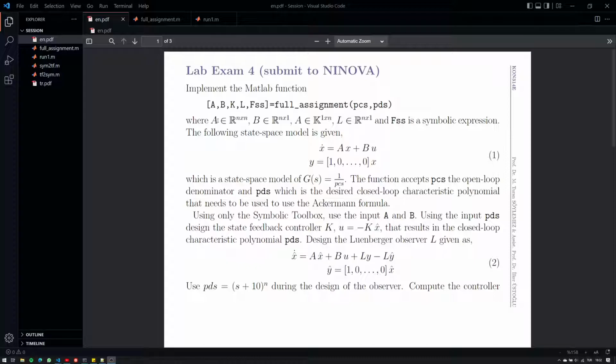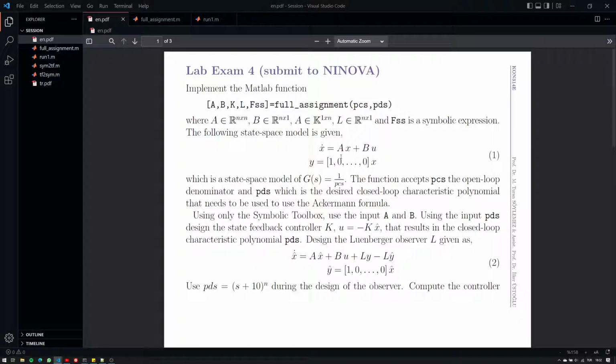Now here we have a state space problem to solve, and basically we have a function called full assignment. The arguments are PCS, the characteristic polynomial, and PDS, the desired polynomial, and we return the state matrix A and the input matrix B, K and L, the state feedback controller and the Luenberger observer, and then also the controller FSS, which consists of basically the controller and the observer.